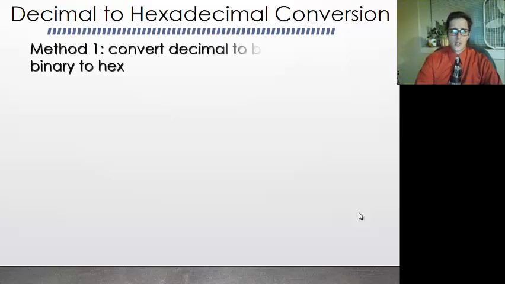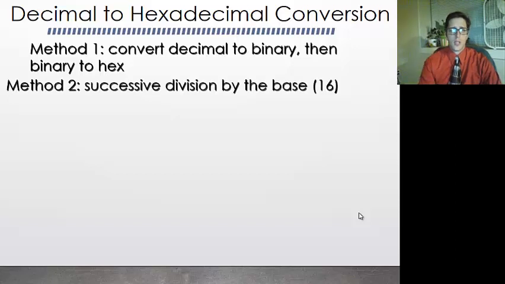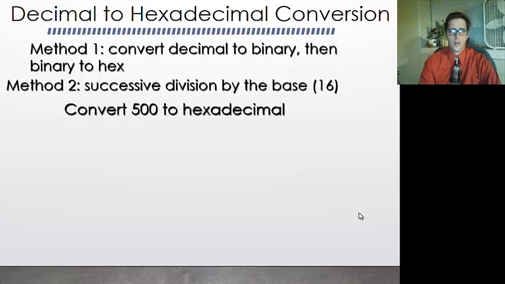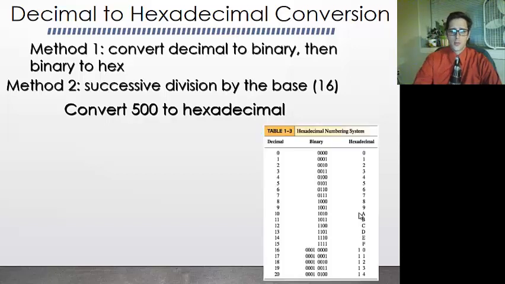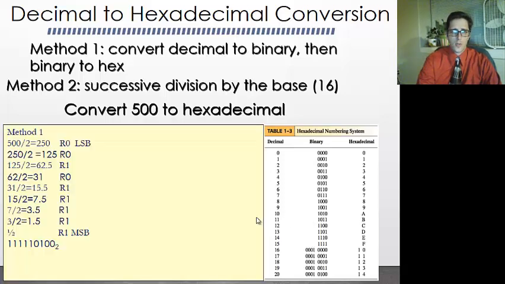Decimal to hexadecimal conversion. Method 1 is to convert decimal to binary, and then binary to hexadecimal. Method 2 is to do successive division with the base 16. So convert 500, which is a decimal number, into a hexadecimal number. We can do successive division and turn it into a binary number and then convert it to a hexadecimal number.